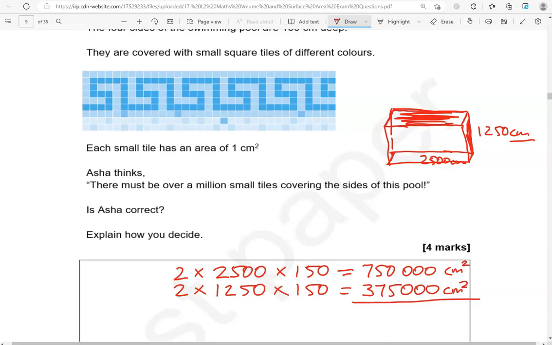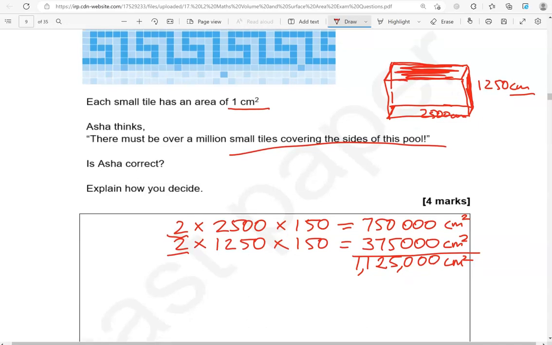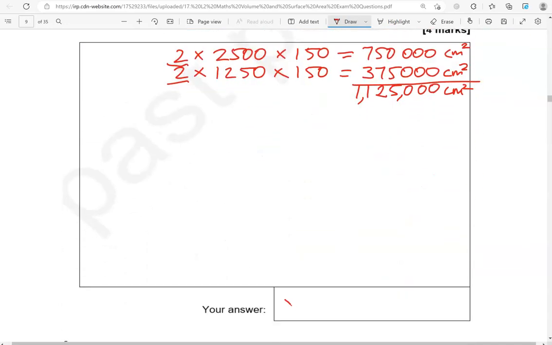So adding these together, because we've got four sides in total, 2 and the 2, gives us 1,125,000 centimeters squared. That's the total area, and each small tile has an area of 1 centimeter squared, so there are more than 1 million. So is Asha correct? We're going to say yes.